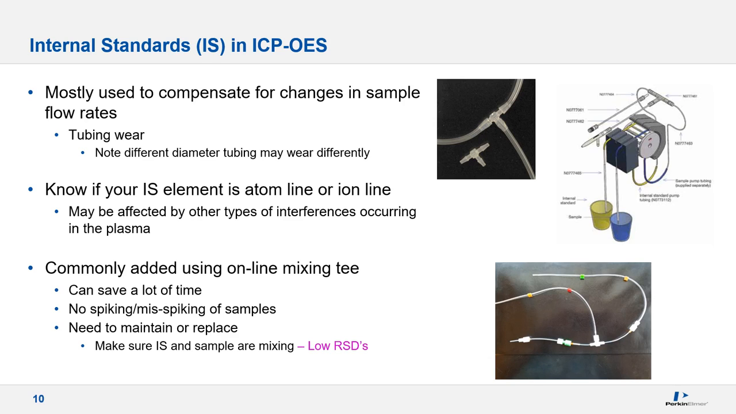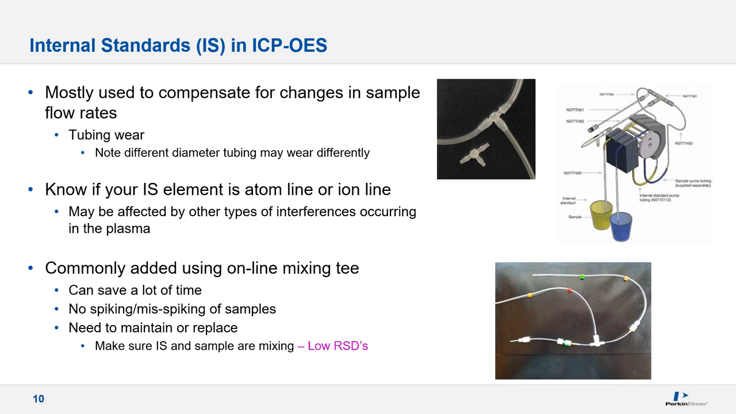You can individually spike samples, but this can be time-consuming and can lead to errors if you are using small, less than 50 microliter spike volumes, and you are not pipetting correctly. You can also potentially miss a sample or double spike a sample, which will lead to inaccurate results. Keep in mind you also need to maintain or replace worn or contaminated mixing tees. This does happen. And be aware of the material used in your mixing tee and contamination. Some mixing tees are made of glass and can cause contamination for elements such as boron, sodium, silicon, calcium, and magnesium, and other elements if you are looking at low levels.